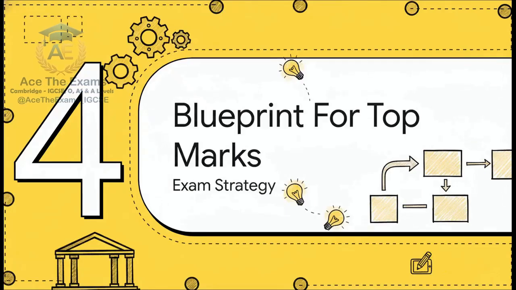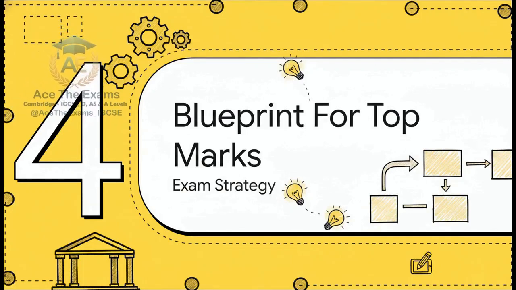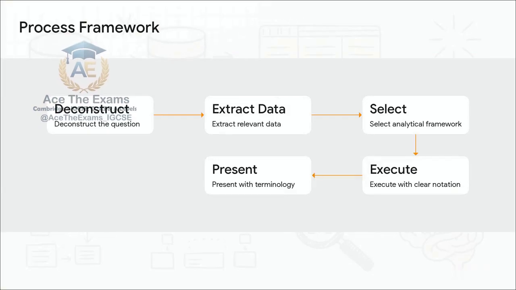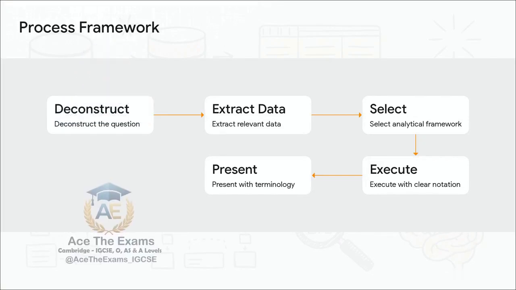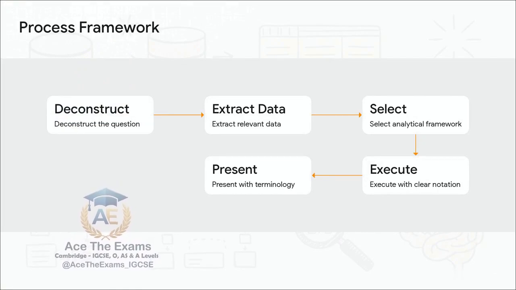Section 4. Blueprint for top marks. Let's apply our strategy and execute the procedural framework that builds the perfect A-star answer. When tackling 9618 3NF questions, you've got to systematically process the problem. Imagine you're in an interactive workshop right now, timer ticking down. You follow this exact 5-step standardized sequence.